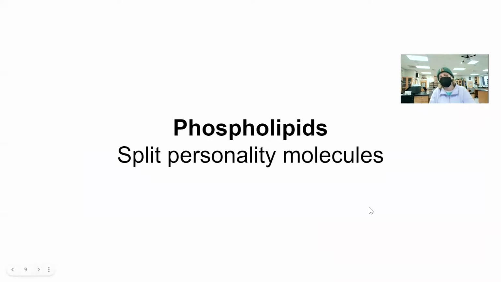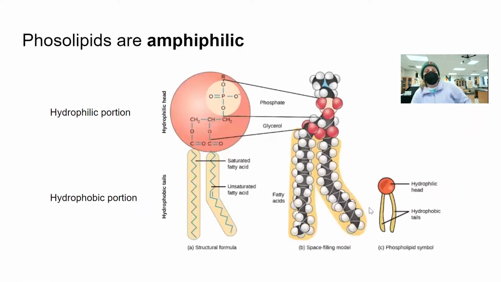All right, so let's go through these components. Phospholipids, remember, these guys have a split personality. This is a word that I did not introduce to you originally, because I think there was a lot of terminology that people were getting confused about. Phospholipids are amphiphilic. If you think of amphibians, they have two lives, right? They have a life in the water and a life on land.